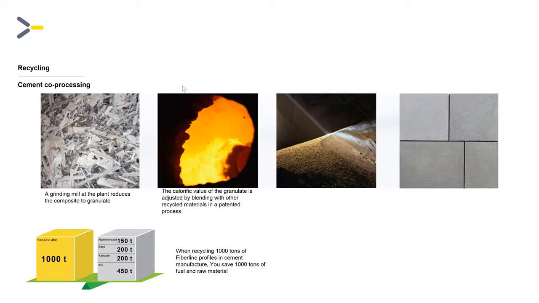So if the cement manufacturers recycled or reused 1,000 tons of composite waste, they can save about 150 tons of aluminum oxide, about 200 tons of sand, 200 tons of limestone, and about 450 tons of coal.